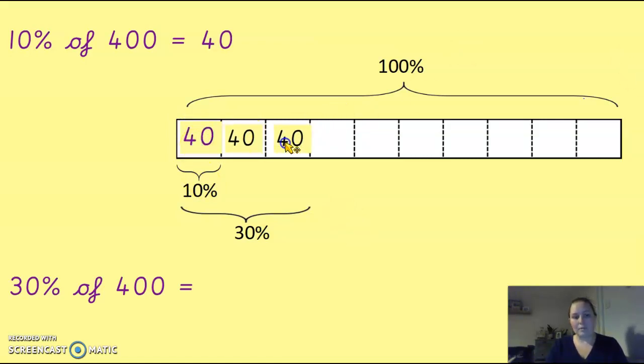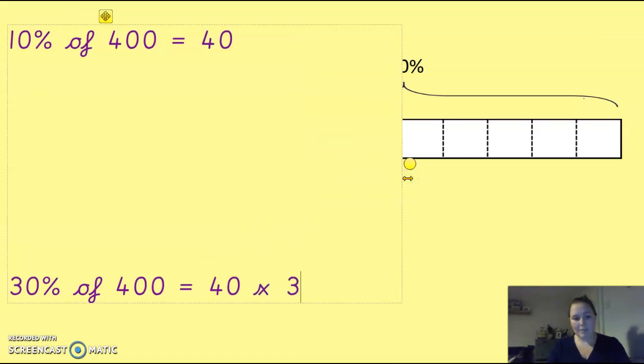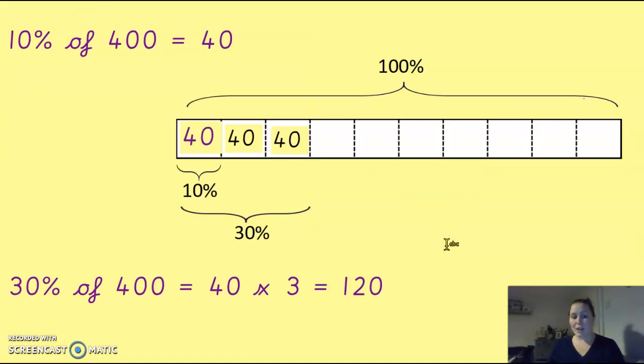So once you've got what 10% is, 30% is 3 times 10%. 10%, 20%, 30, 40, 50, 60, 70, 80, 90%, 100% the whole. So in order to do 30% of 400, I do 40, which was my 10%, times 3, which is 120. So 30% of 400 is 120.